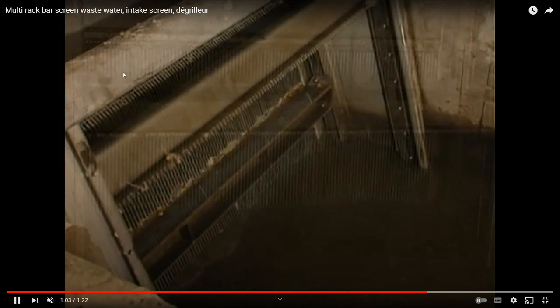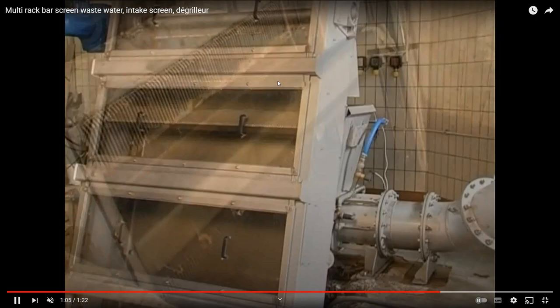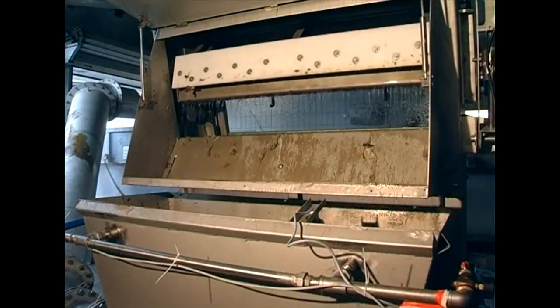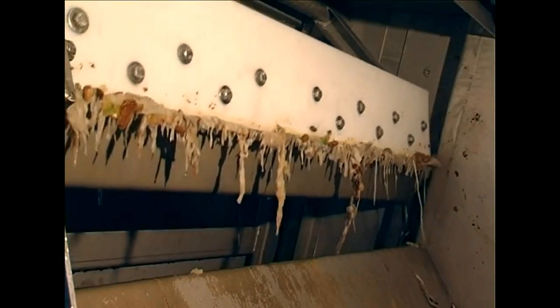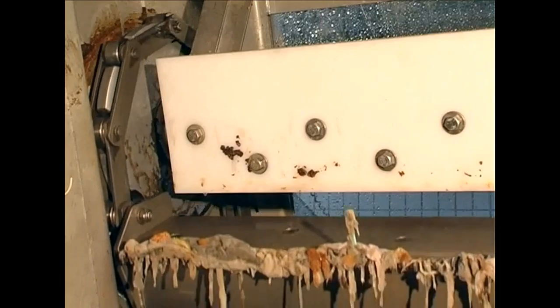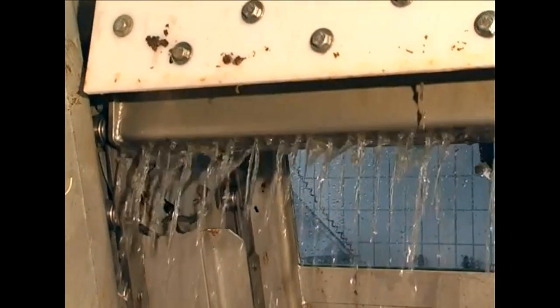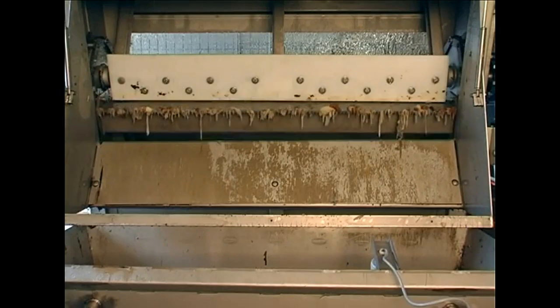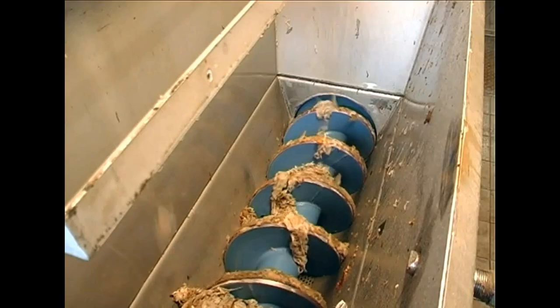So you can see just a continuously scraping system like this isn't going to collect much. So sometimes it will only operate on a time schedule, depending on the characteristics of the waste. And this is the least pleasant part of any treatment plant tour. It just really smells.